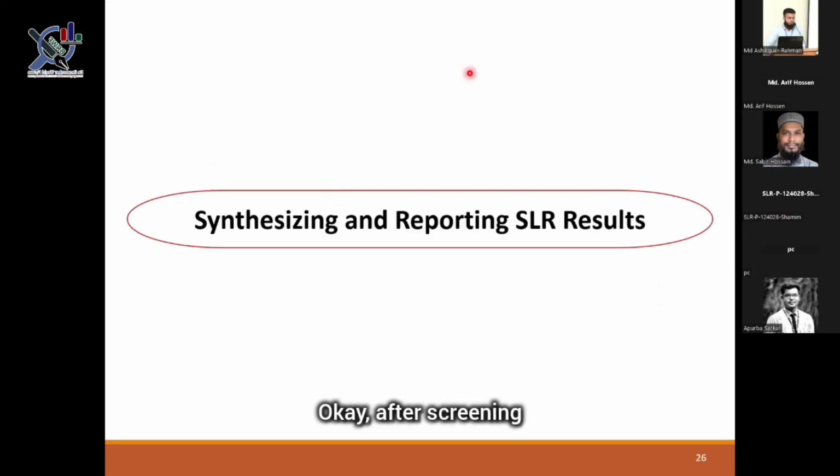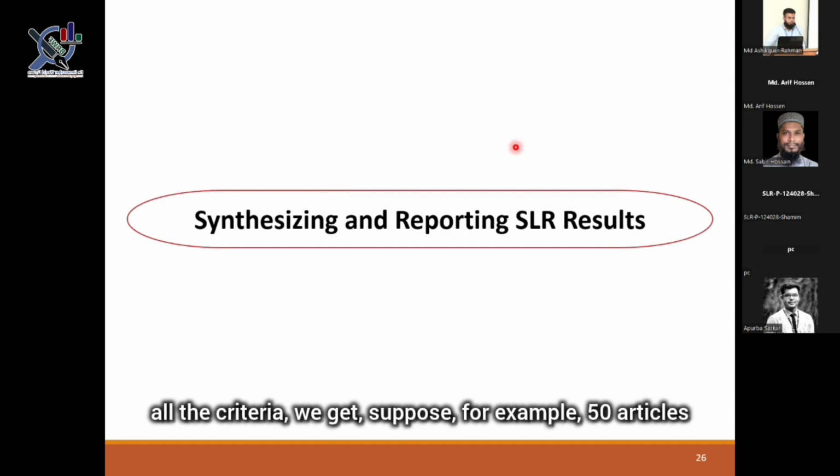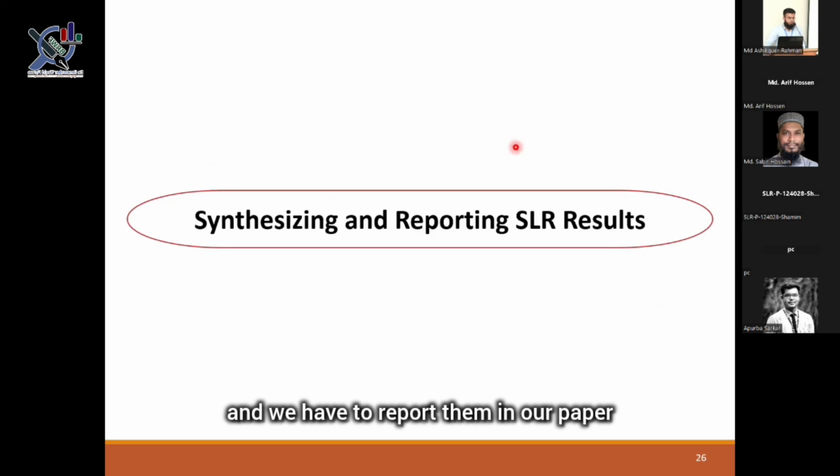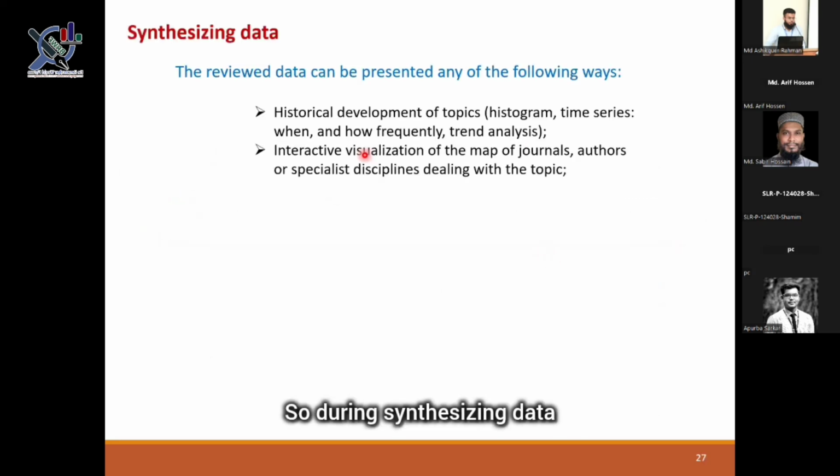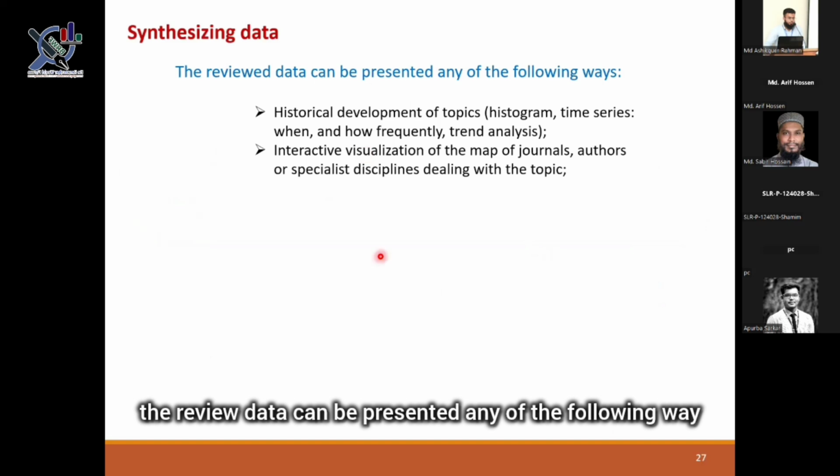Okay, after screening, we are going to synthesizing and reporting SLR results. After applying inclusion and exclusion criteria, we get, for example, 50 articles. So we have to critically review those 50 articles and report them in our paper. During synthesizing data, the reviewed data can be presented in any of the following ways.